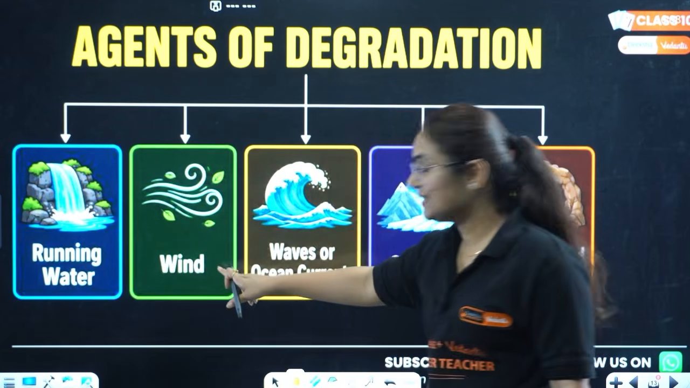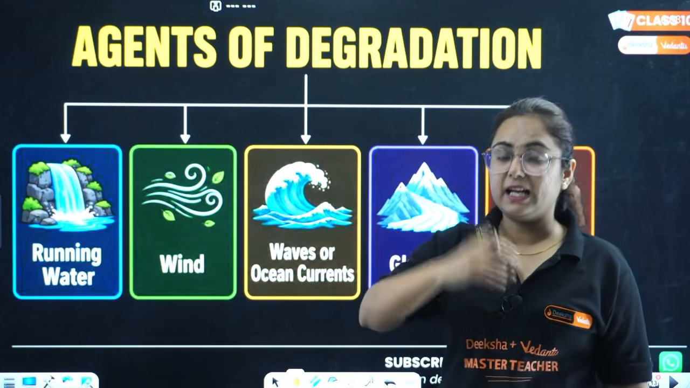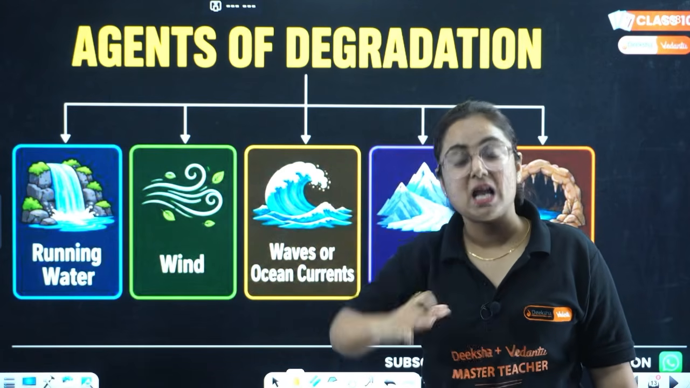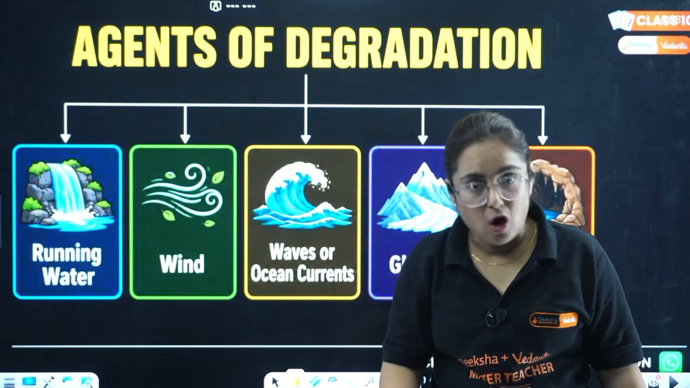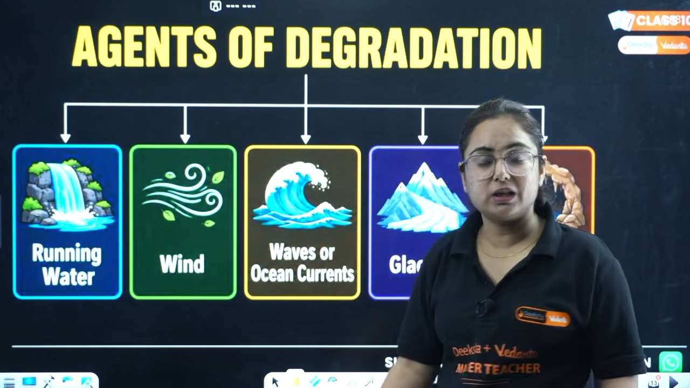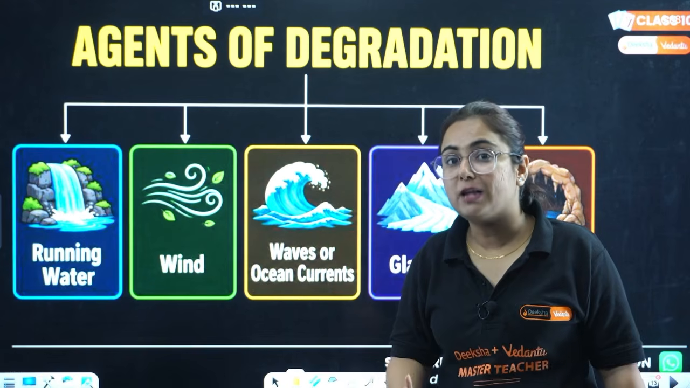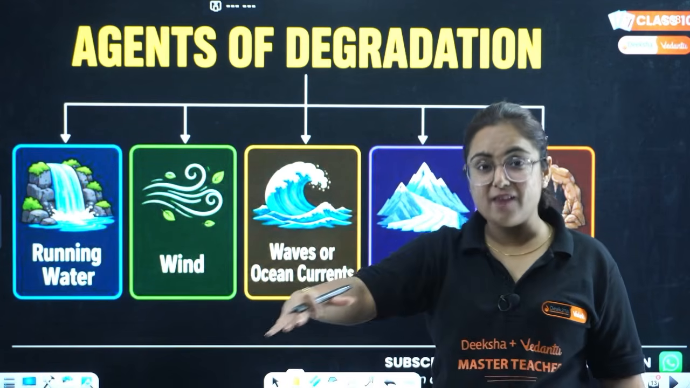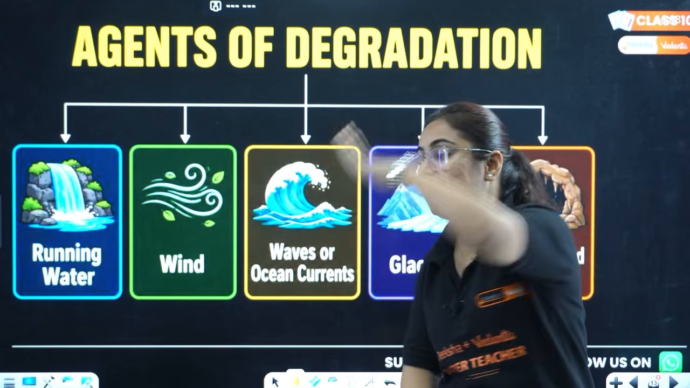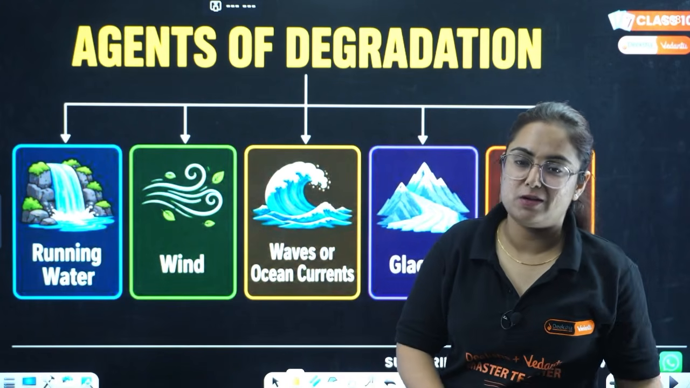Now, similarly there are the winds. Winds bring the formation of basically deserts, sand dunes, mushroom rocks. This is happening. If we talk about waves and ocean currents, yes, beaches are formed. How? Because these waves or ocean currents bring along with them the sediments, which get deposited, forming a landform.